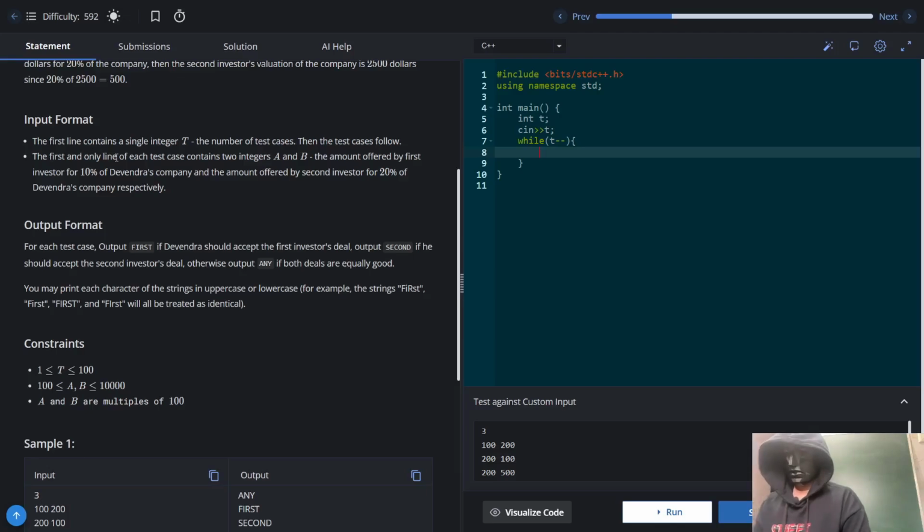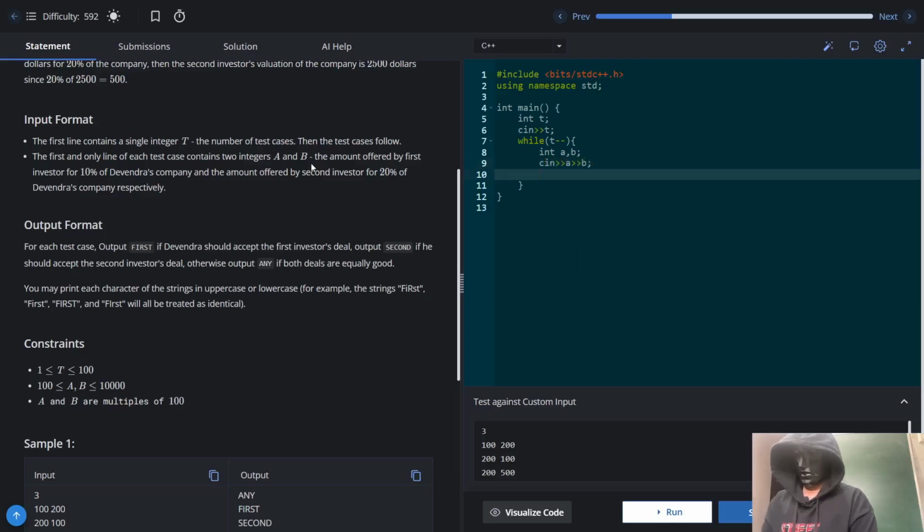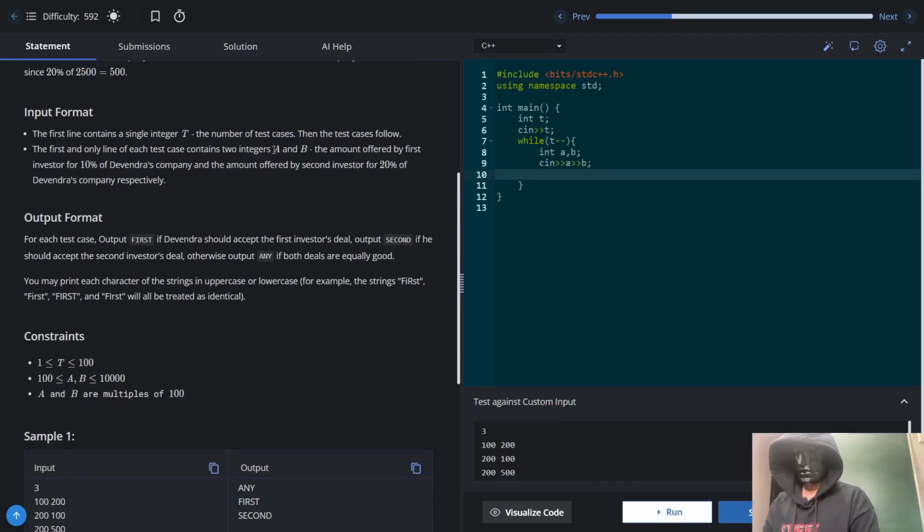The first and only line of each test case contains two integers a and b. Okay, there are two integers a and b: the amount offered by the first investor for 10% of Devendra's company, and the amount offered by the second investor for 20% of Devendra's company. So the percentage is common, and only the amount they're giving is different, a and b.